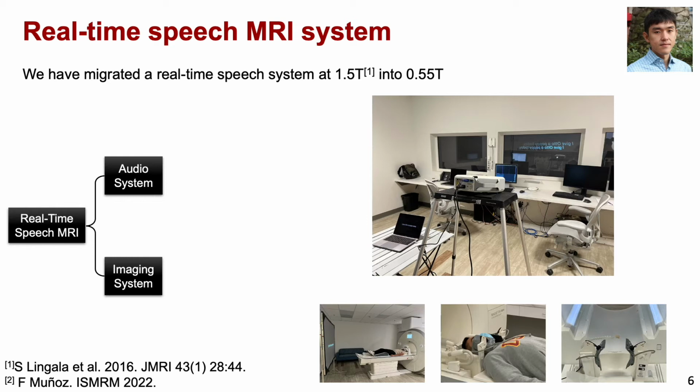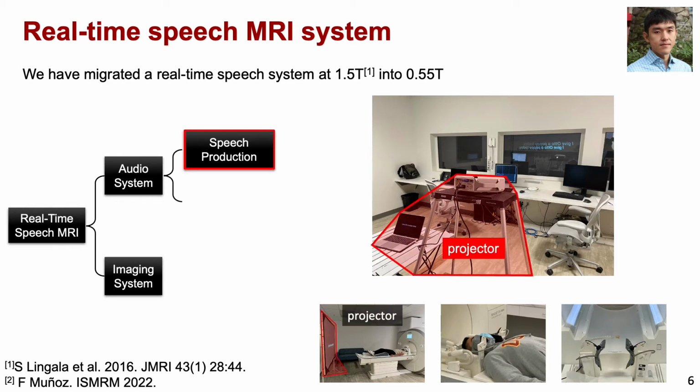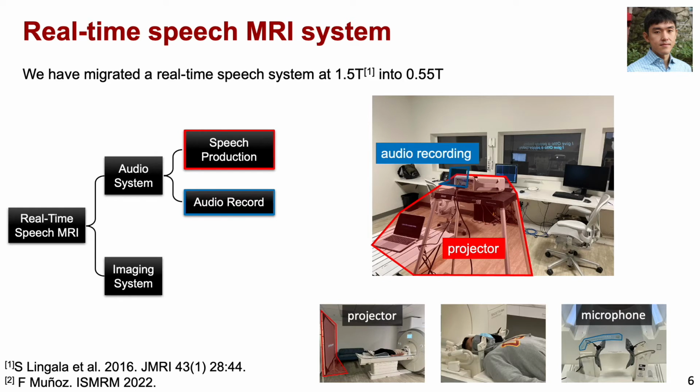So for the audio system, we want to record some speech from the subject. So there's a need to let the subject read something. We have a projector sitting in the console room, and this projector can project a sentence or some words onto the screen inside the scanner's room, and the subject can read from this screen through a mirror reflected to the eye. And also associated with this projector is the audio record system.